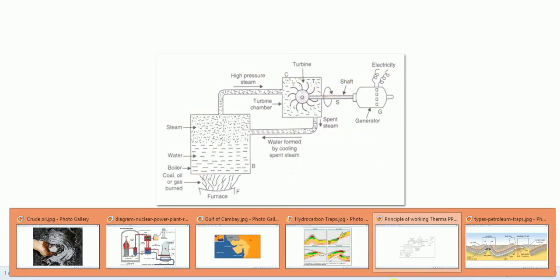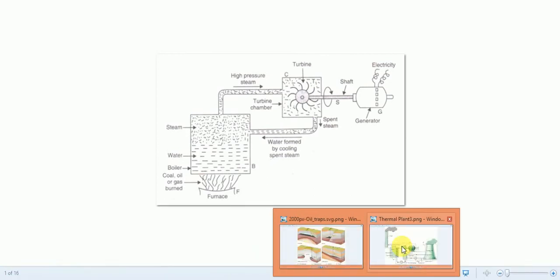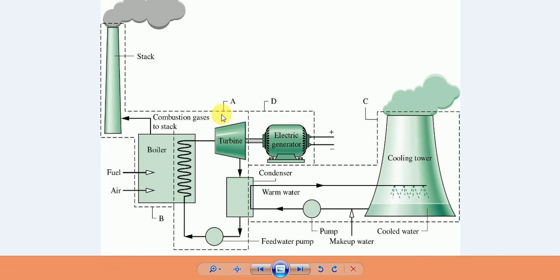Then a complete diagram is here. See here, this is the complete diagram. Here the boiler is here. Here water is boiled using different fossil fuels. The turbine is rotated, then electricity is generated here. Then again this is a recycling process, cooling process.